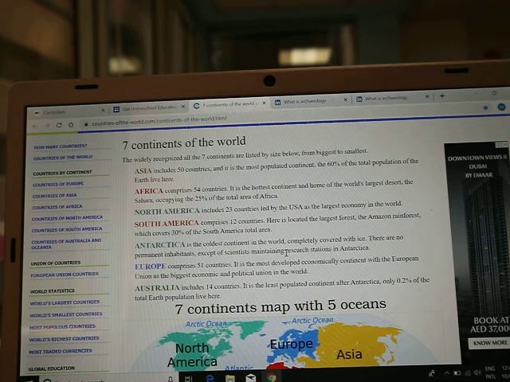So last is Australia. It has only 14 countries. It is the least populated continent after Antarctica. Only 0.2% of the total Earth population lives here. So these are the 7 continents.